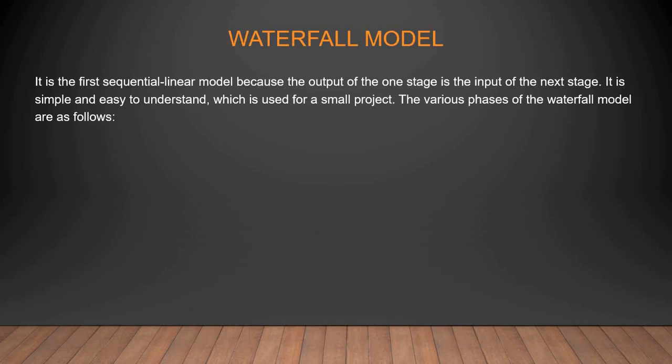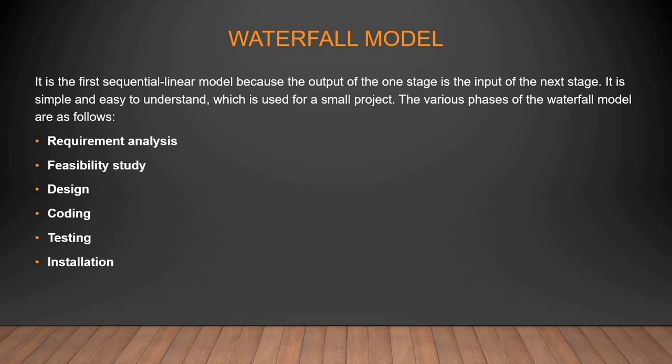It is the first sequential linear model because the output of one stage is the input of the next stage. It is simple and easy to understand, and is used for small projects. The various phases of the waterfall model are as follows: requirement analysis, feasibility study, design, coding, testing, installation, and maintenance. This is used for small projects only.